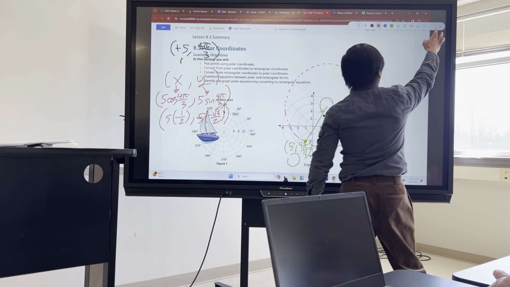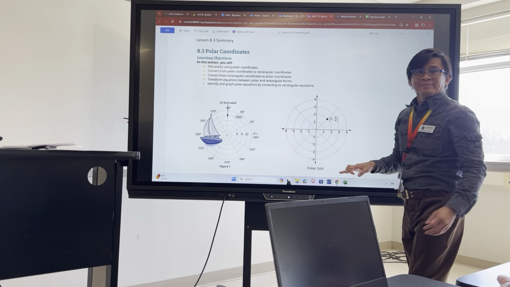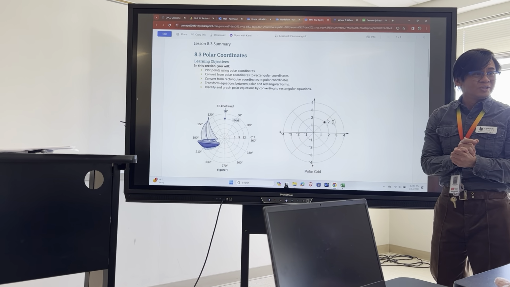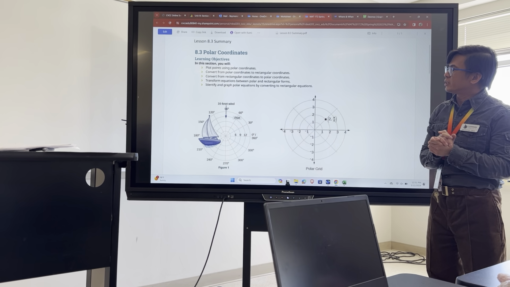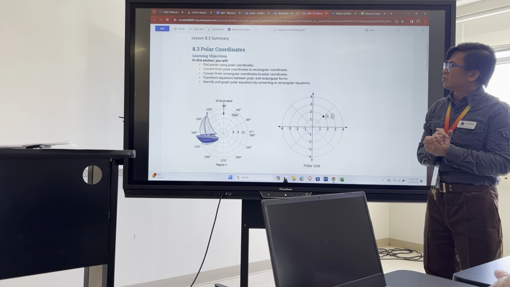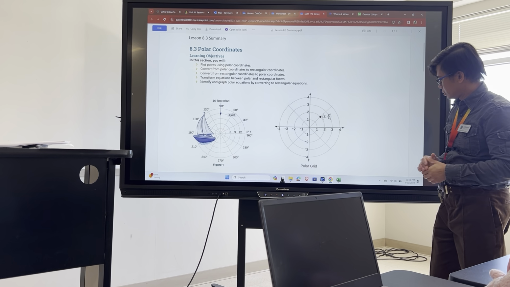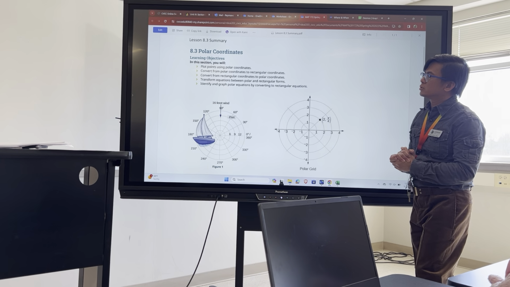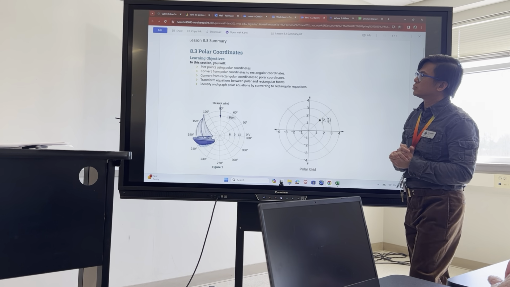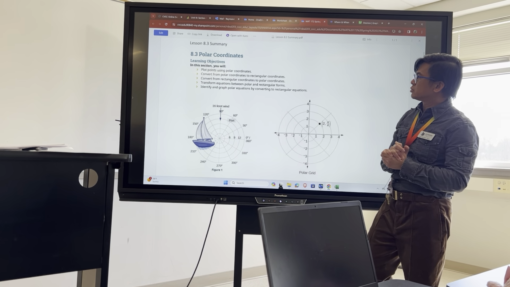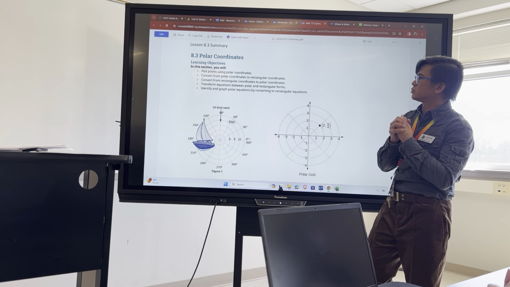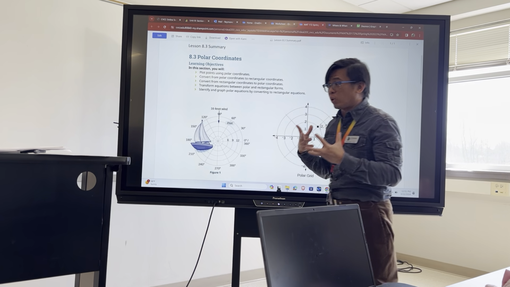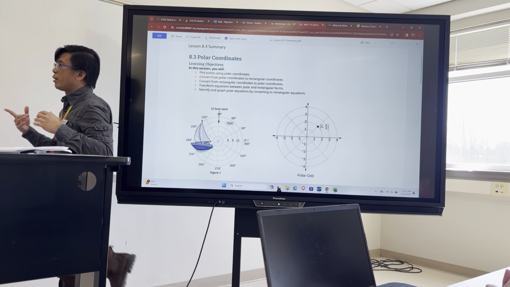Let's read this one in here. Reagan, go ahead. Plot points using polar coordinates. Correct. Convert from polar coordinates to rectangular coordinates. Convert from rectangular coordinates to polar coordinates. Transform equations between polar and rectangular forms. Identify and graph polar equations by converting to rectangular equations. Thank you. So basically, that's what we're gonna do, and this is our summary for such.